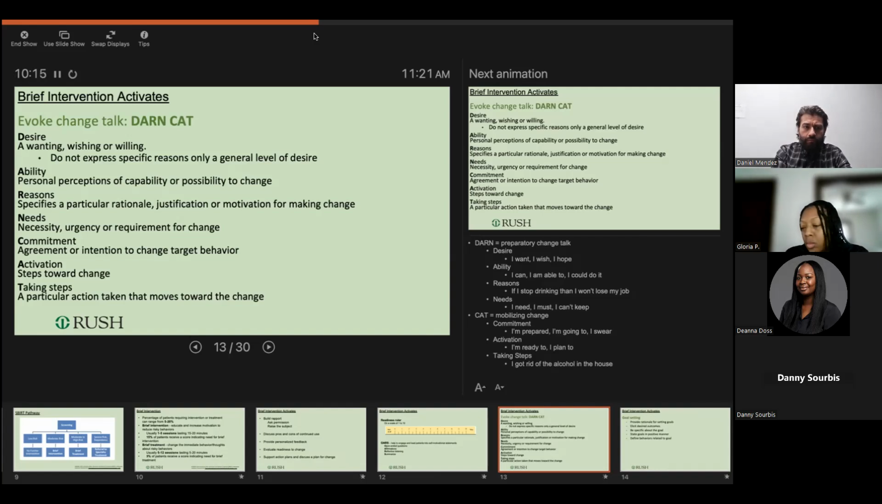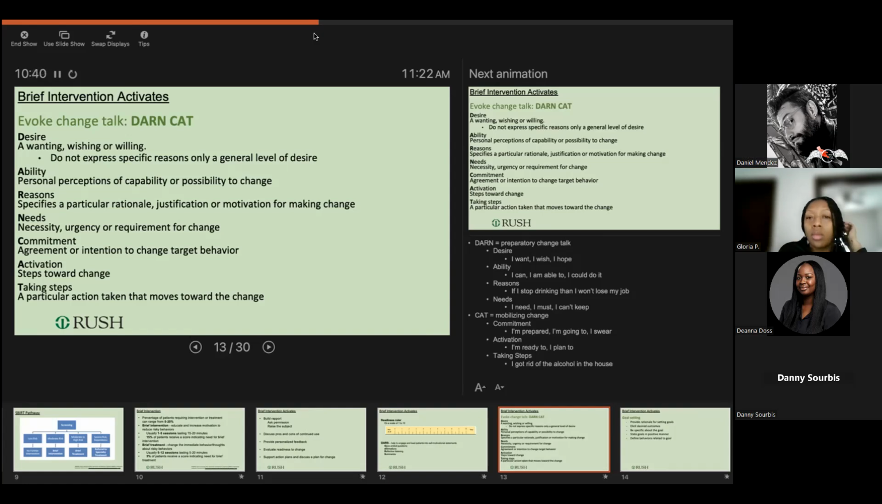Reasons specify a particular rationale, justification, or motivation for making change. So if I stop drinking, then I won't lose my job. If I stop drinking, then I'll have more friends or more family members will be tolerant of me. Needs is necessity, urgency, or requirement for change. I need, I must, I can't.